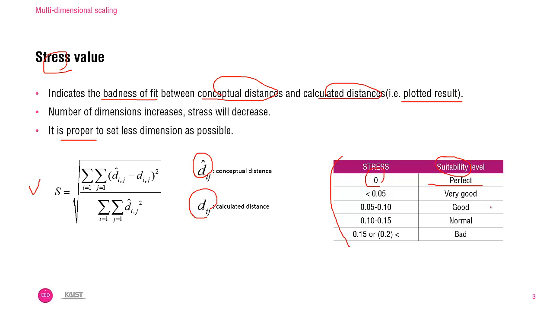So when the stress value exceeds 0.15 or 0.2, then you had better not reduce the number of dimensions, or your MDS is not really proper. So you should choose a different method to display your items or your variables. In a social science study, including design, a maximum stress value can be 0.2. It is acceptable.